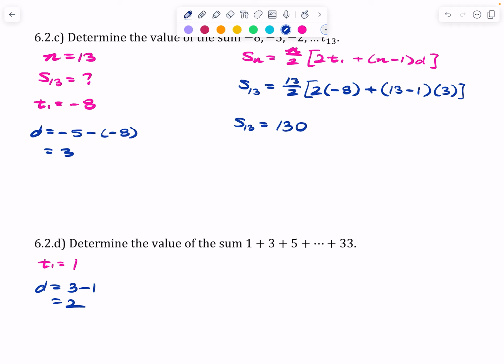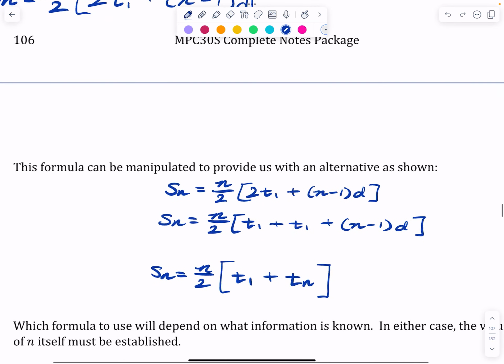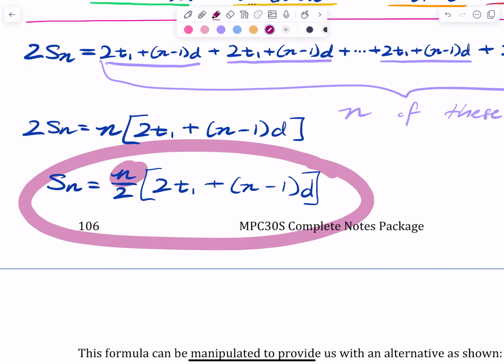We don't have n. We know that we end on 33. But I don't know, is that term 47? Is that term 100? Is that term 9? It's impossible to tell, except that it is possible to tell. We're going to figure it out. But we absolutely need that value of n. If we don't have it, we can't use either of the formulas. This formula relies on n right there, and this formula relies on n right there.